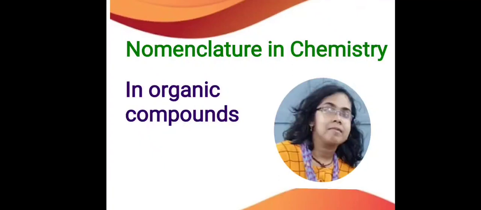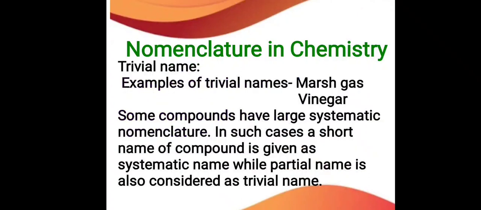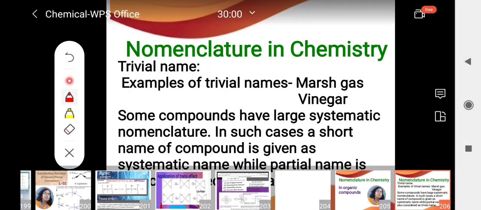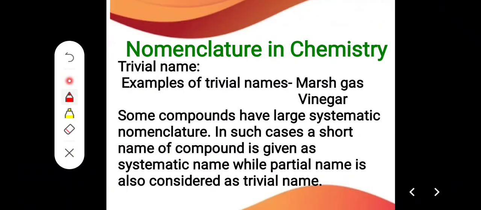Nomenclature in chemistry, especially for organic compounds, has some rules. In nomenclature, there are two types of names we know. One is IUPAC and the other is trivial name. Now we discuss the trivial name.